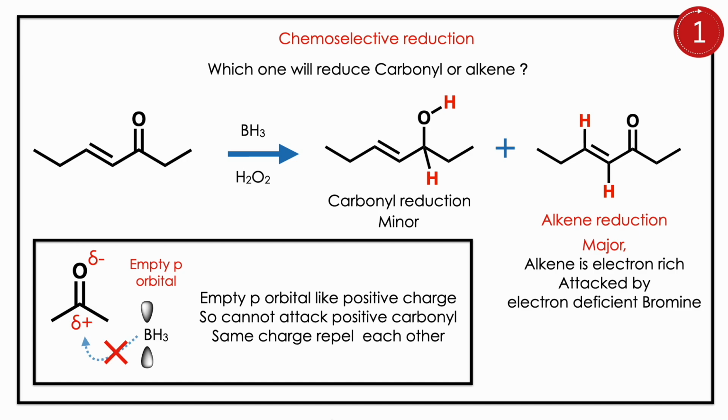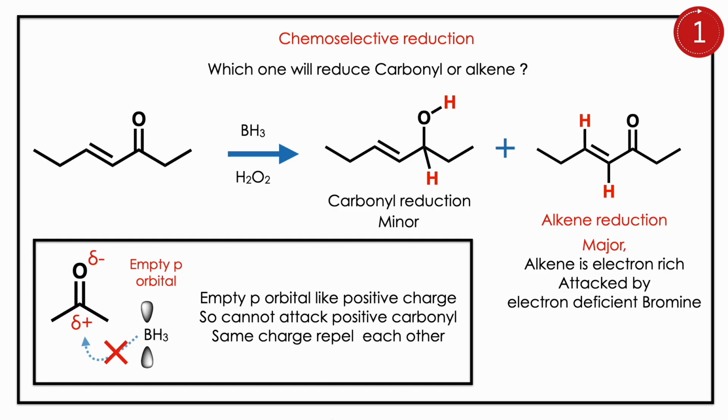Here, in the carbonyl and alkene, the carbon has a positive charge. Boron also has a similar positive charge because of the empty p orbital. So the same, similar positive charge means it will repel. So attack on the carbonyl is not possible. But BH3 can attack the alkene.